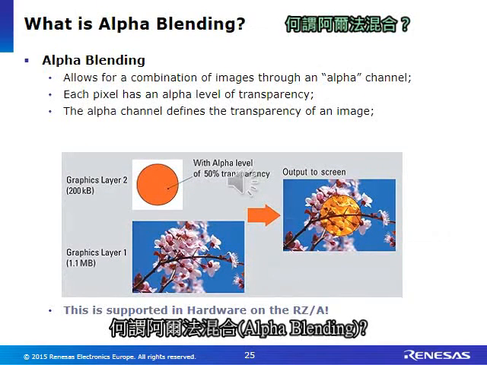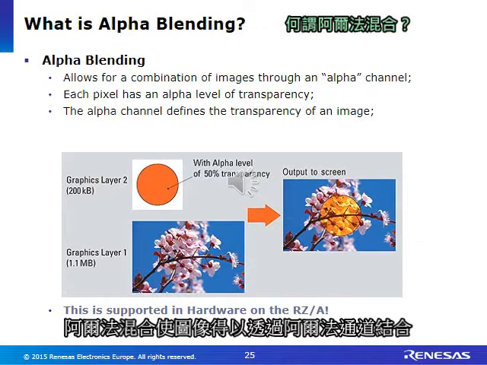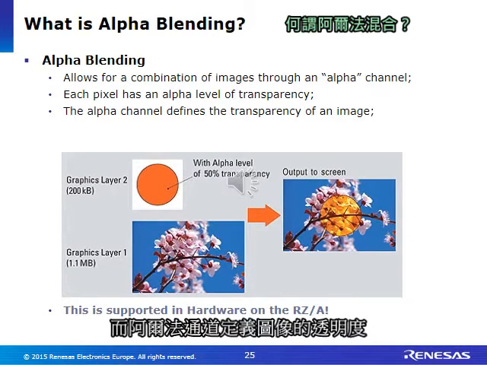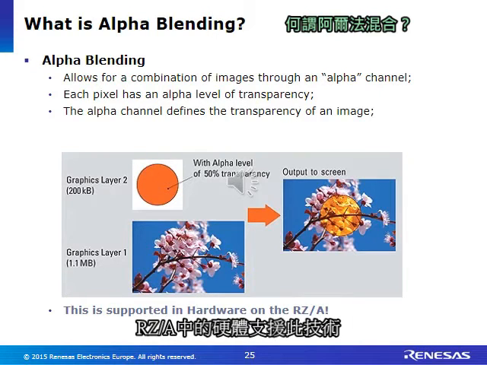What is alpha blending? Alpha blending allows for a combination of images through an alpha channel. Each pixel has an alpha level of transparency. The alpha channel defines the transparency of an image. This is supported in hardware on the RZA.